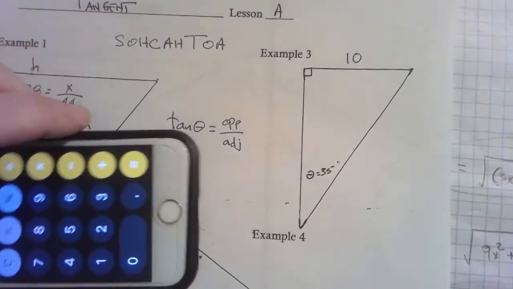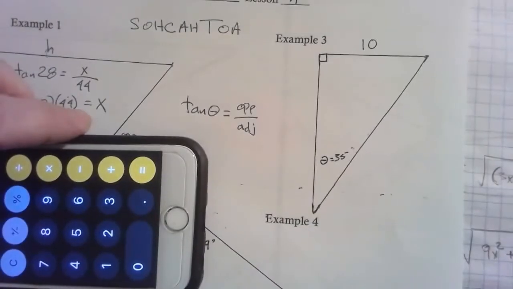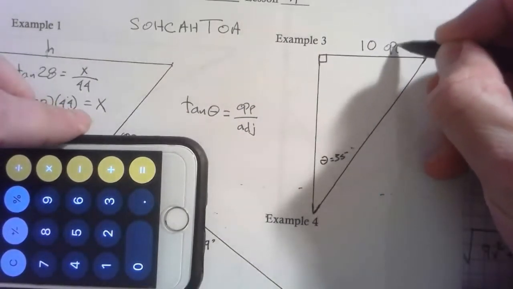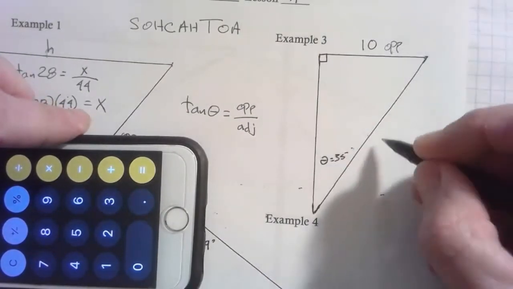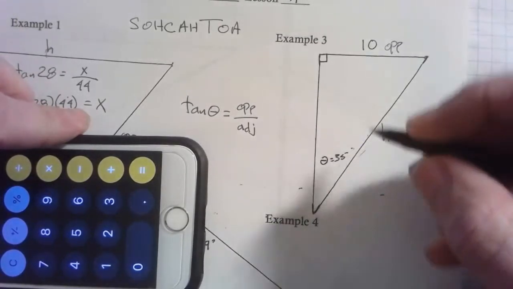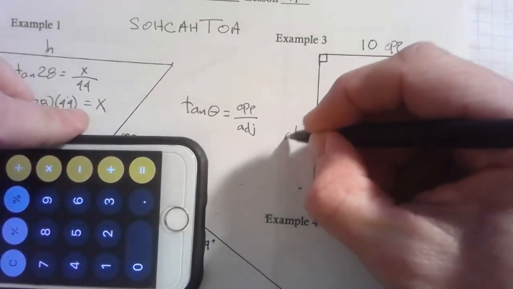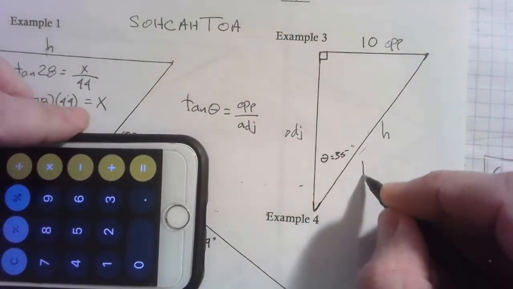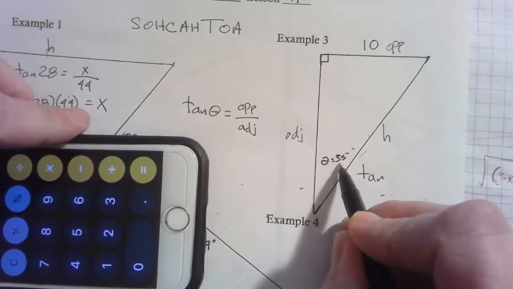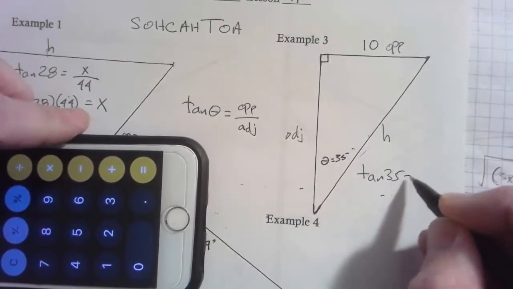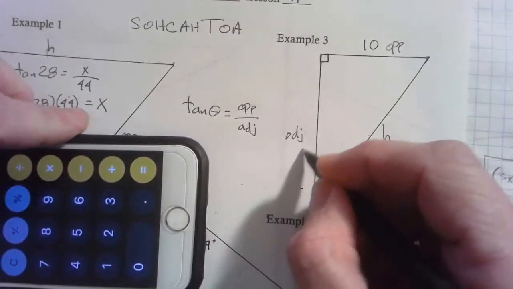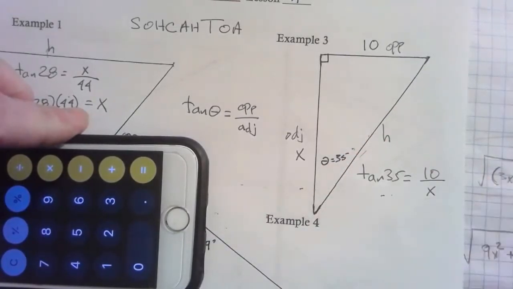Alright, so the only difference with the next couple is that if you look at it, this is the opposite, so they give us the opposite. We don't care about the hypotenuse right now. This is the adjacent, the one we're missing. So when I set this up, I have the tangent of 35 degrees equals the opposite, which is 10, over the adjacent. We'll call that x, the missing one here.